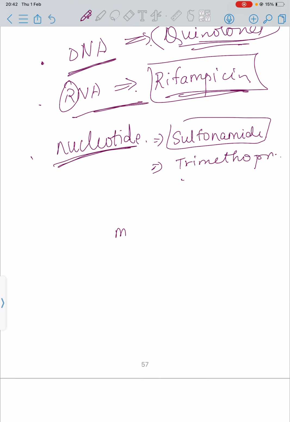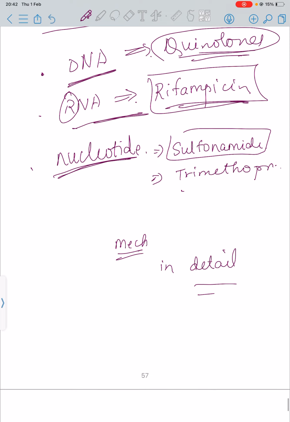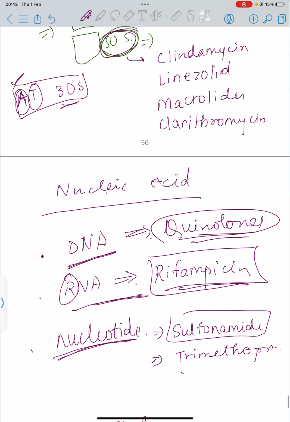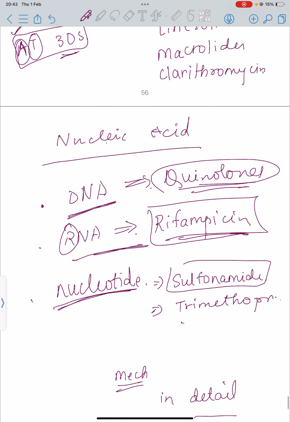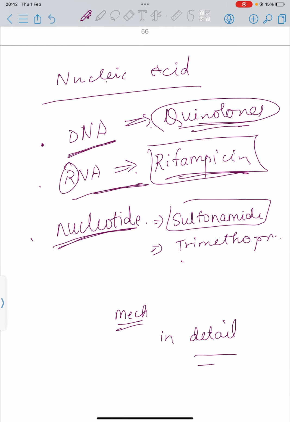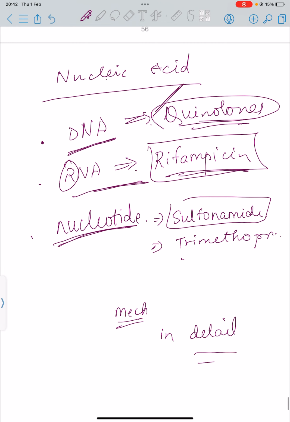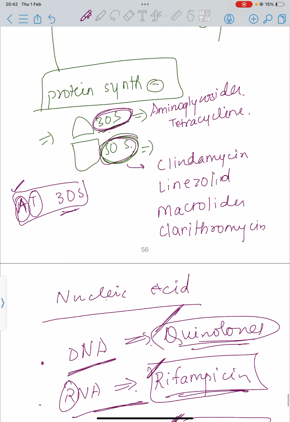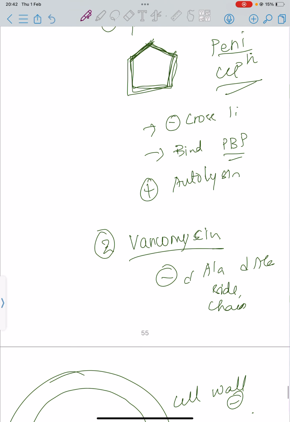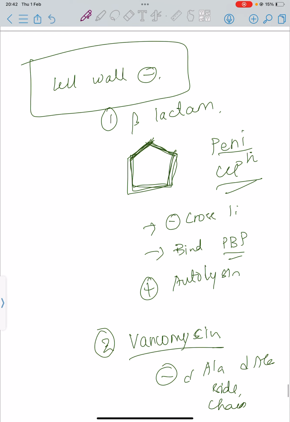I'll tell you the mechanism in detail in subsequent lectures. Why not now? Because you'll be overloaded, but later on I'll prepare a lecture where I'll discuss nucleic acid synthesis inhibitors and their mechanisms in detail. Whenever we come to bacteria and the drugs acting on them, we'll discuss the nucleic acid synthesis inhibitors also. For now, just remember quinolones for DNA, rifampicin for RNA, sulfonamides for nucleotides. And about proteins I said already. Then about bacterial cell wall and membrane I said already.